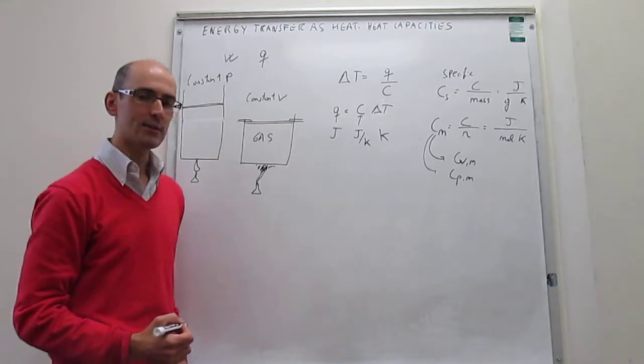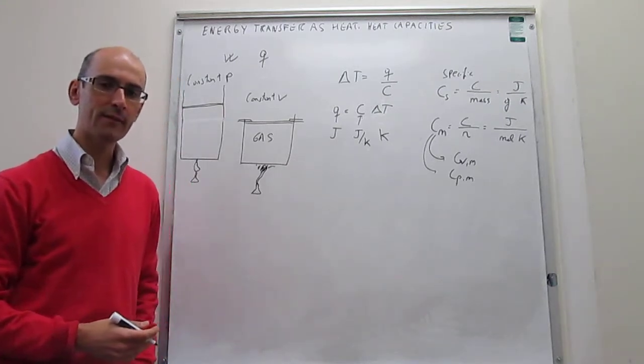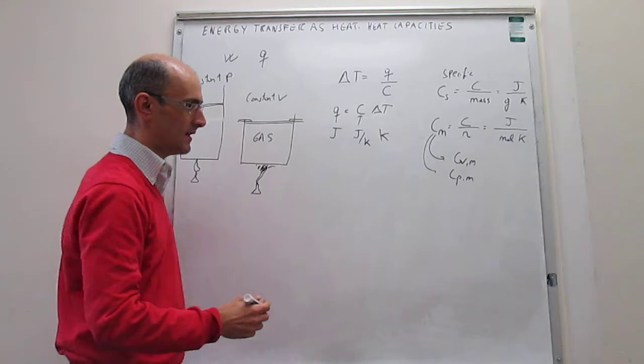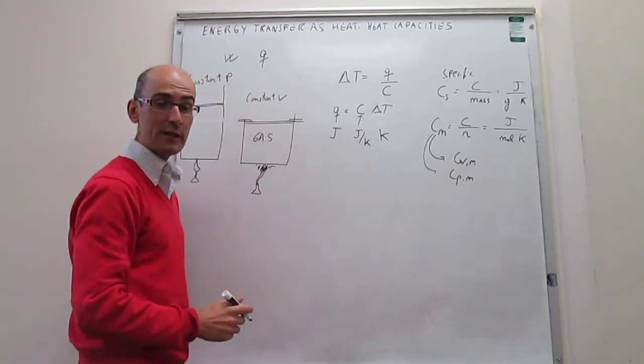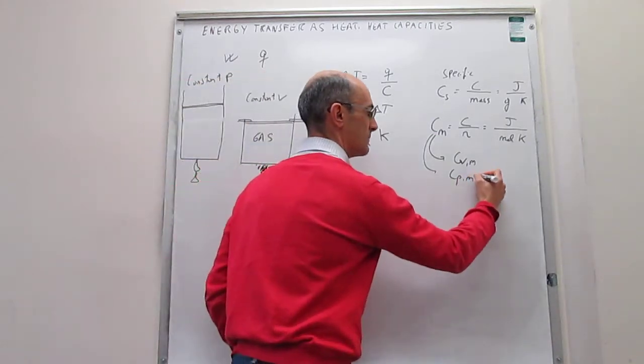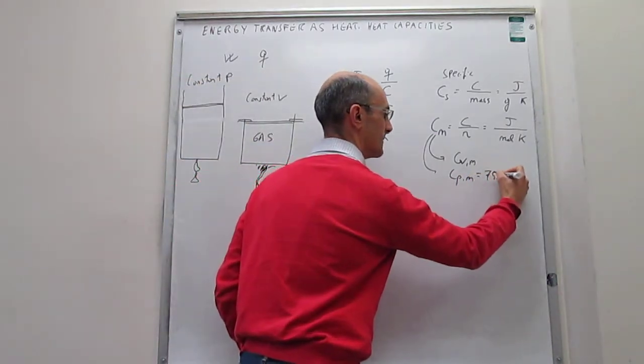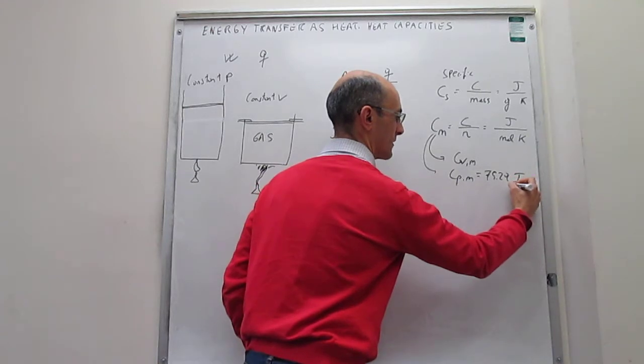Right, so just to show you a value for a heat capacity for a common substance, the molar heat capacity at constant pressure for liquid water at around room temperature is about 75.29 joules per mole Kelvin.